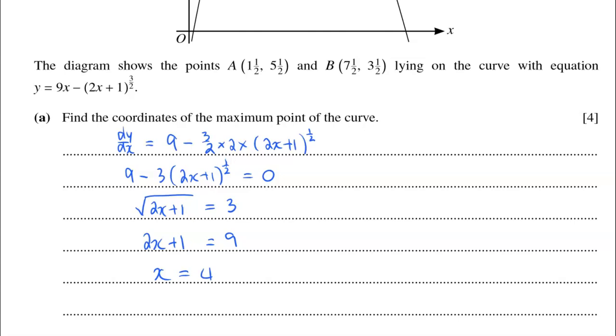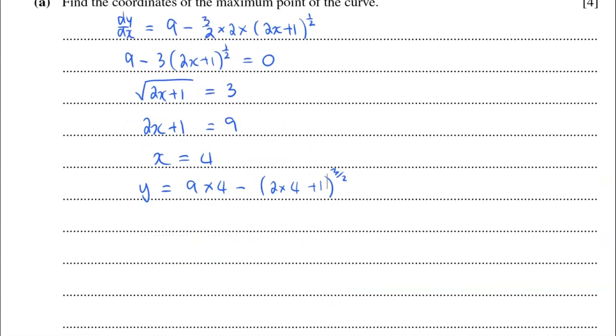To find the y value, we're going to put 4 back into the equation. And so we get 9 times 4 minus (2 times 4 plus 1) to the 3/2. Okay, so the 3/2 as an index tells us do the square root and cube it. So hopefully that's not too hard to do. 9 times 4 is 36, and in the brackets 2 times 4 is 8, plus 1 is 9, so actually it isn't hard to do.